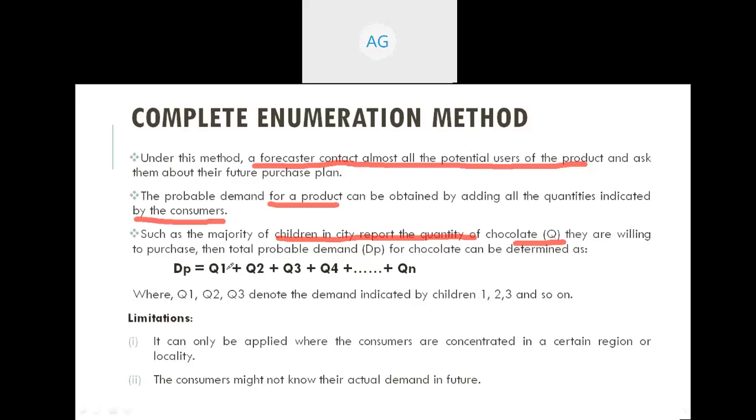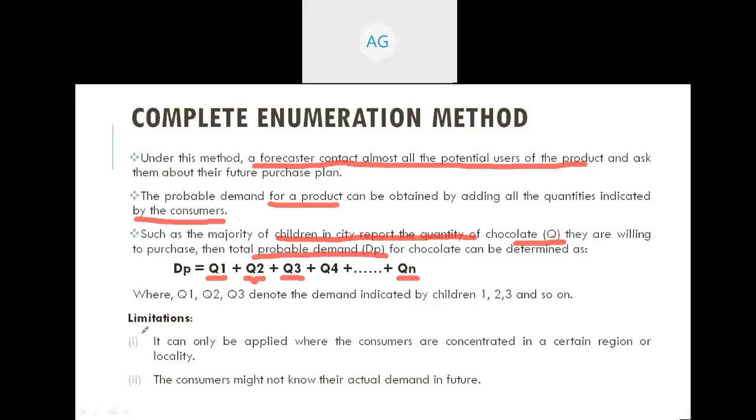Suppose a particular chocolate demand has been given by some children. Suppose a Q1 demand is being demanded by the first child, then Q2 demand has been demanded by the second child, then Q3, and up to Qn demand has been demanded by the nth child. So we are adding all the demands and then the probable demand has been evaluated.